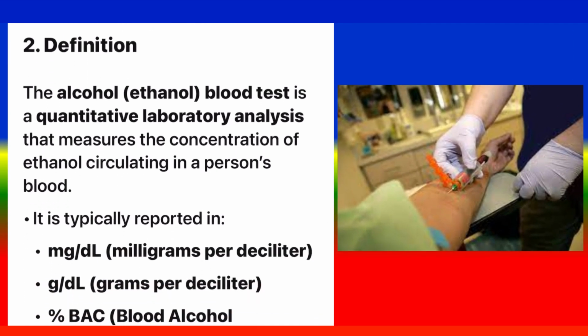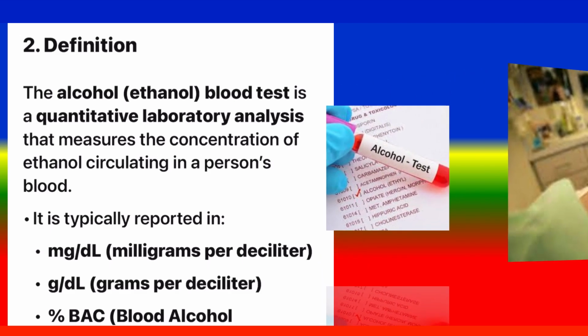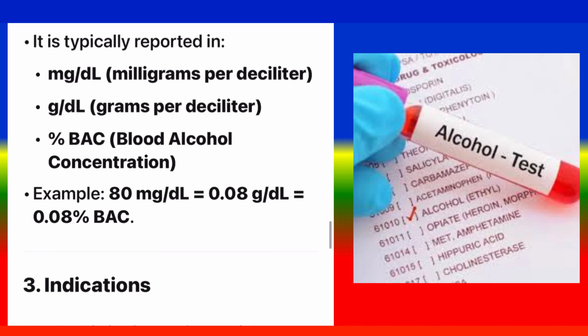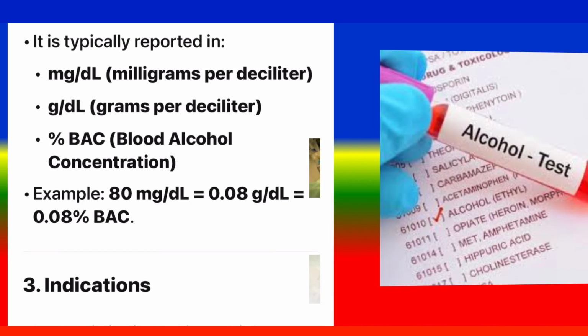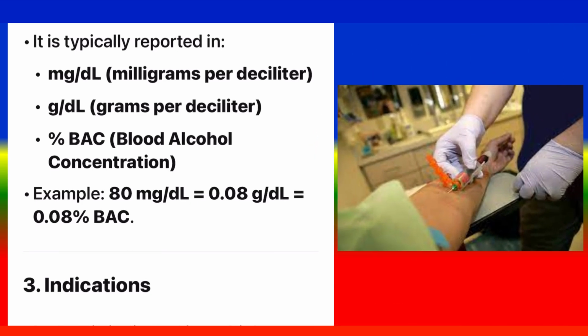2. Definition. The alcohol ethanol blood test is a quantitative laboratory analysis that measures the concentration of ethanol circulating in a person's blood. It is typically reported in milligrams per deciliter, grams per deciliter, or percent BAC, blood alcohol concentration. Example, 80 milligrams per deciliter equals 0.08 percent.